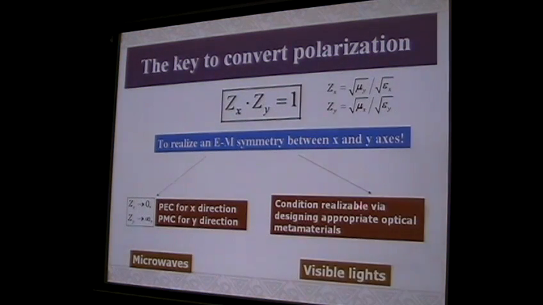But how can we do it in visible light? In visible light, we do not have PEC at all. However, if you can change the polarization, change the metamaterial parameters, you can adjust the parameters to let this condition match. You can still realize the polarization conversion in visible light.